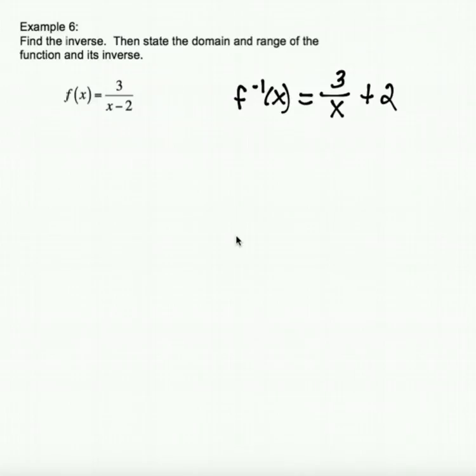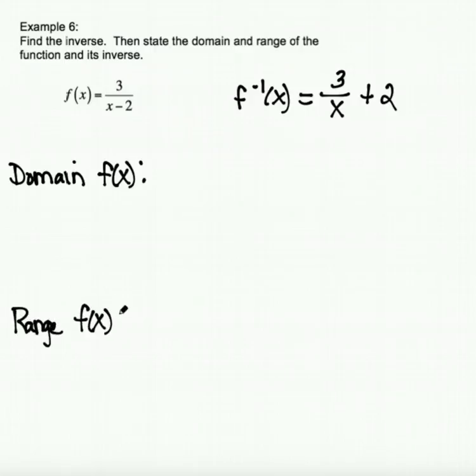Now that I have my function and its inverse side by side, so I just found the inverse, the next part of this question asks us to state the domain and range of the function itself and its inverse. So I need to find the domain of f of x, and I need to find the range of f of x. And f of x is my original function. I also need to find the domain of the inverse, f inverse of x, and the range of f inverse of x.